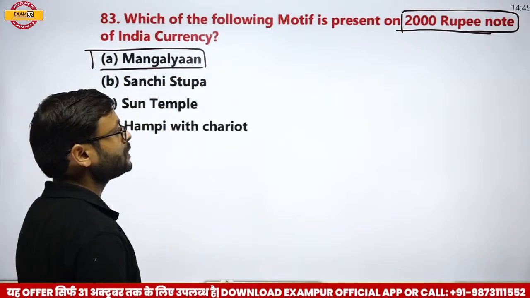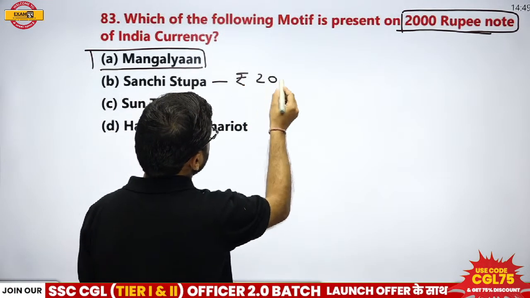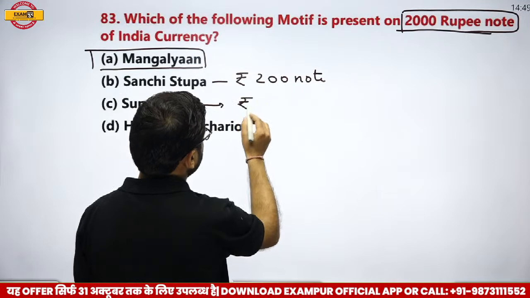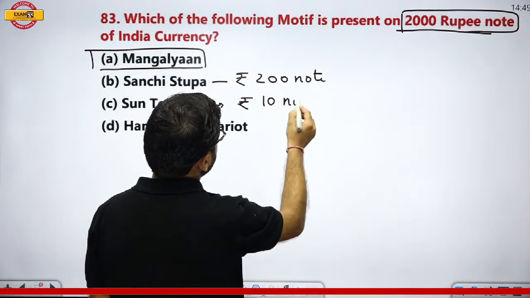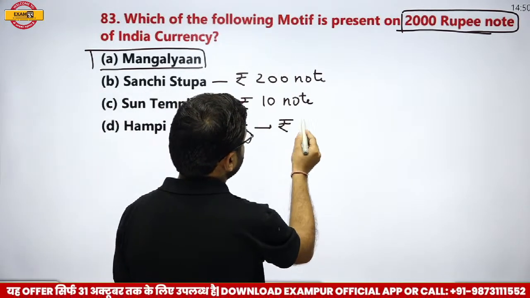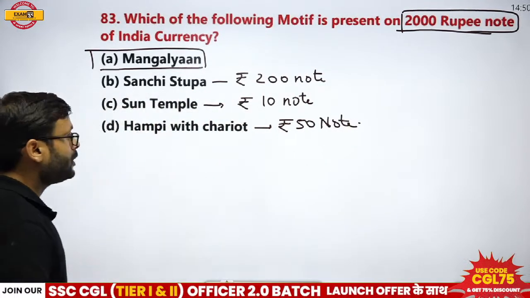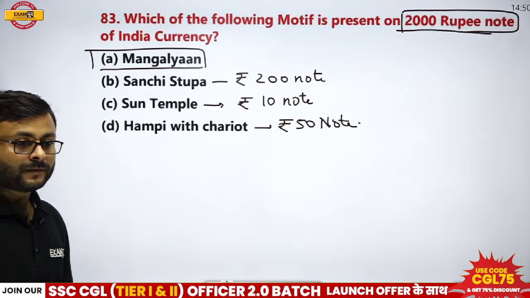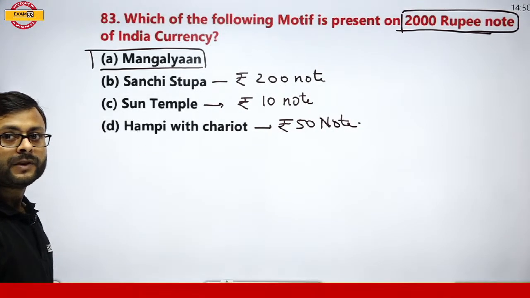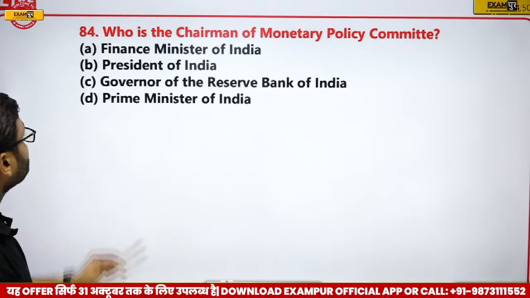Mangalyaan is present on the 2000 rupee note, and Sanchi Stoop is available on the 200 rupee note. Konark Sun Temple is available on the 10 rupee note, and Hampi with chariot is available on the 50 rupee note. And on the 100 rupee note, the correct answer is Ellora Caves. Now come to the next question.